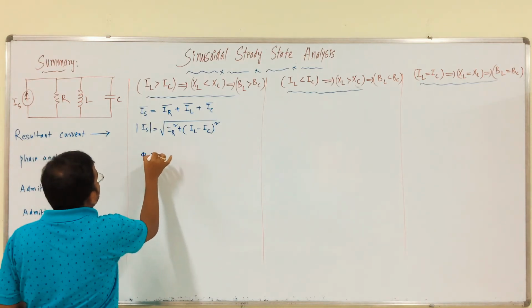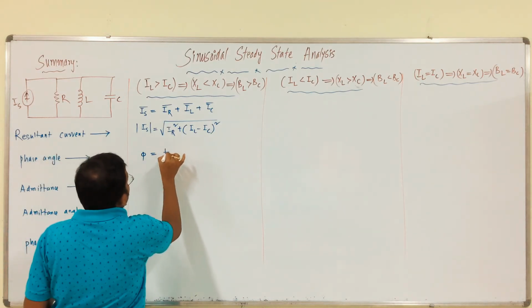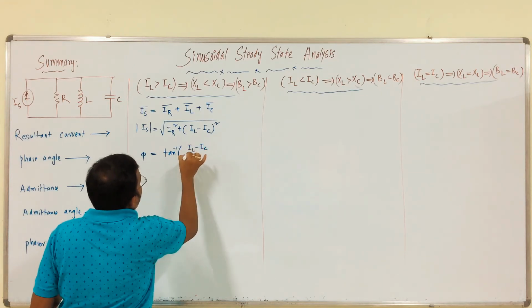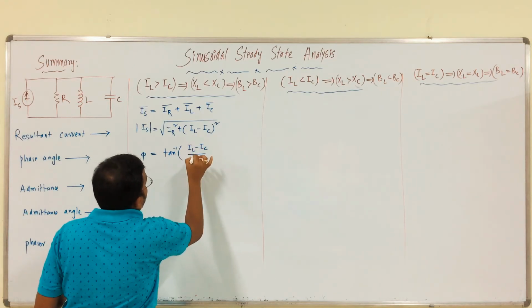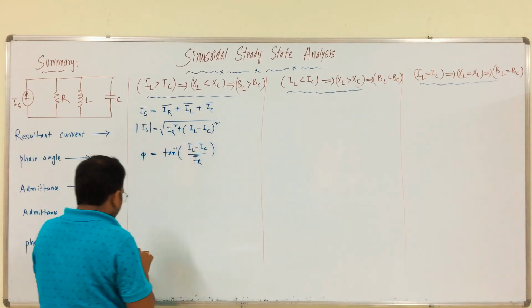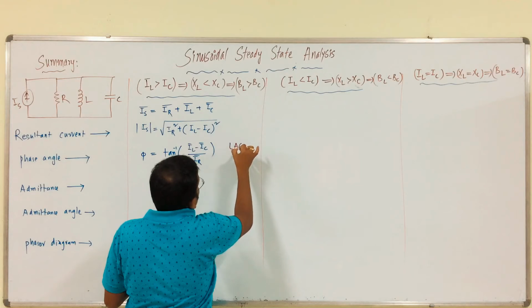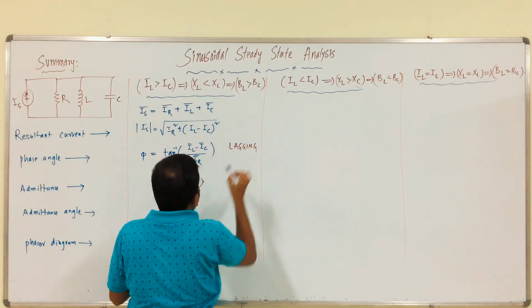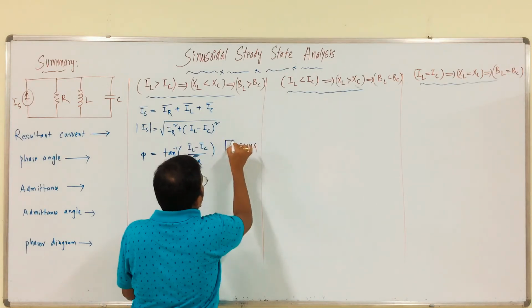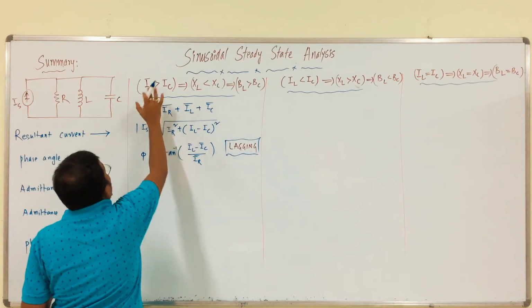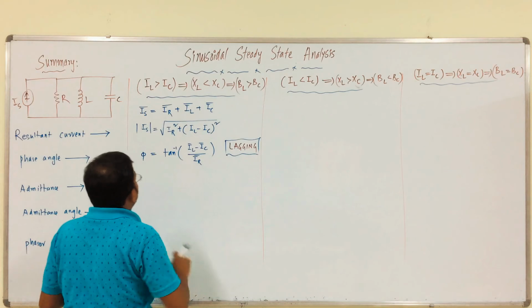Phase angle phi is equal to tan inverse of IL minus IC by IR, right? Is this leading or lagging? See, IL is more than IC, therefore, obviously that is lagging. By default, it is lagging. Why? Inductive is more dominant than capacitive.